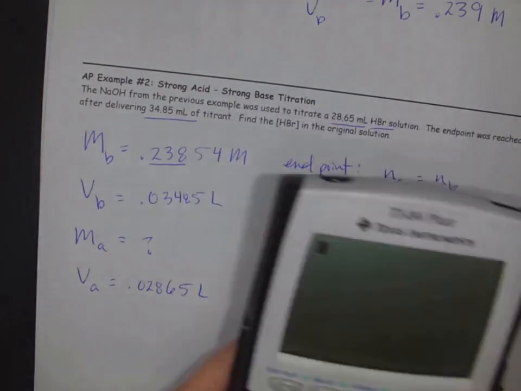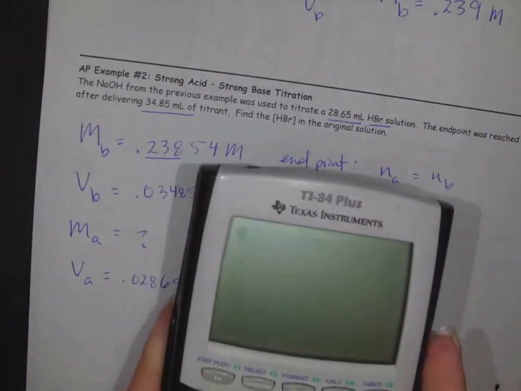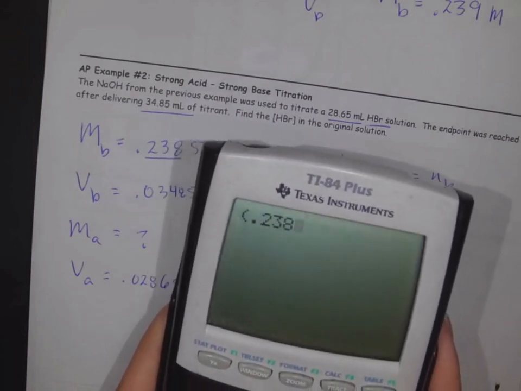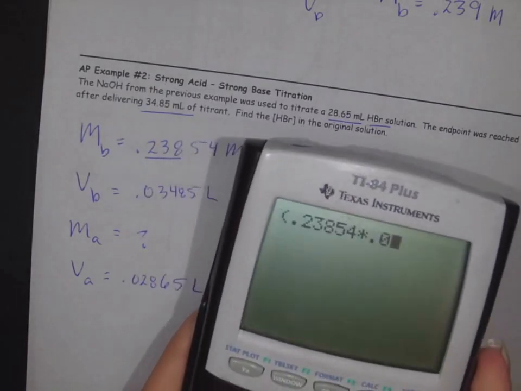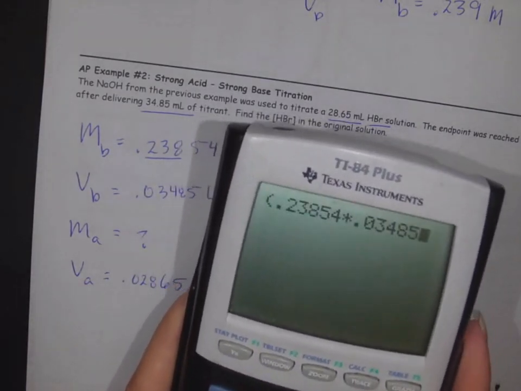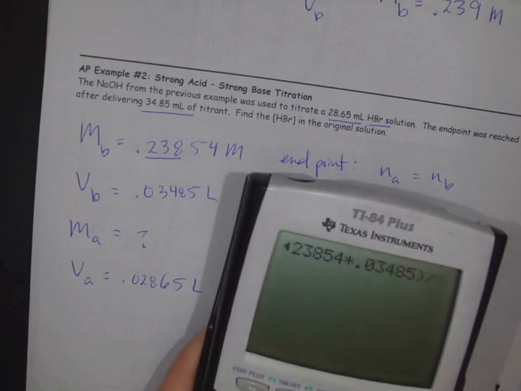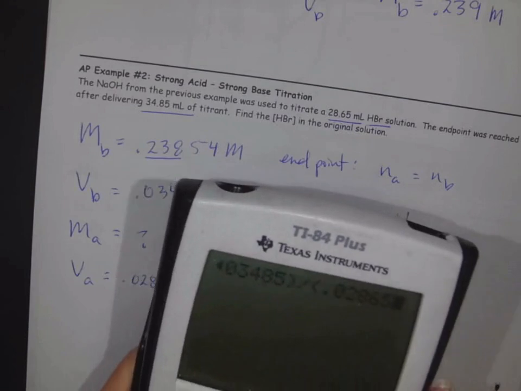Okay, thinking sig figs again. And I'm going to grab, oops, I cleared it out, huh? Dang. I'm going to take my longer number here, 0.23854, etc., times that volume, 0.03485, divided by the volume of the acid, 0.02865.